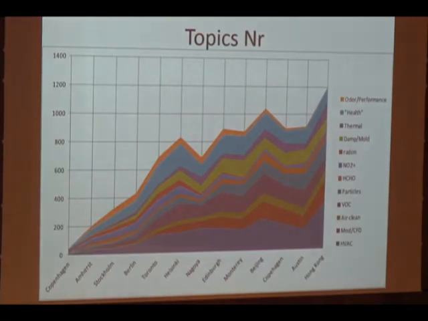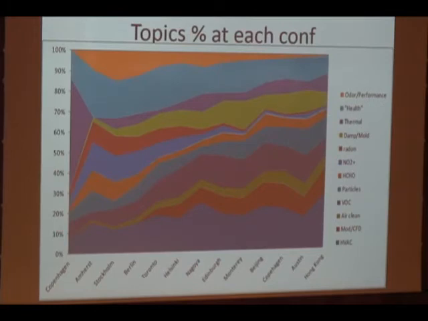Topics. This is numbers, and it perhaps is not easy to see. When I publish this, you can read it in detail. These are the percentages at each conference. And in Copenhagen, the first conference, half the conference was about thermal climate. I mean, at 78, everyone was invited, and half of the invited speakers were in thermal climate.